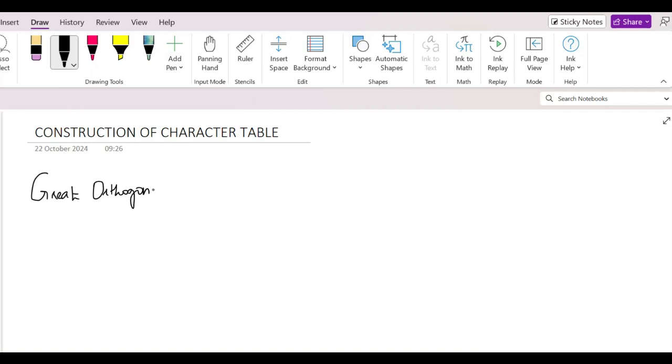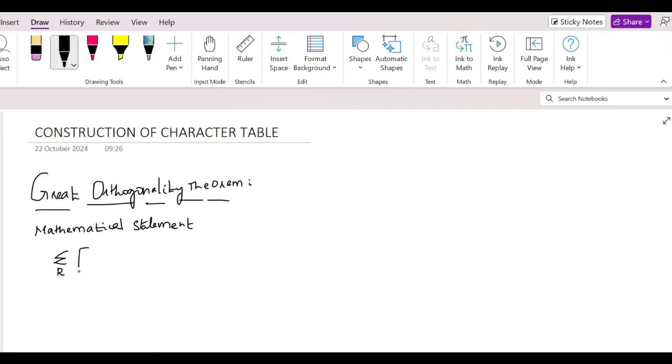So the Great Orthogonality Theorem, which is one of the theorems of representation theory, states that all the symmetry elements will be orthogonal with each other. The mathematical statement will be the summation over R, the symmetry elements, of the ith irreducible representation, R, m, n.